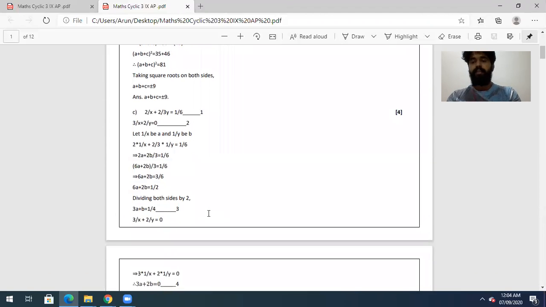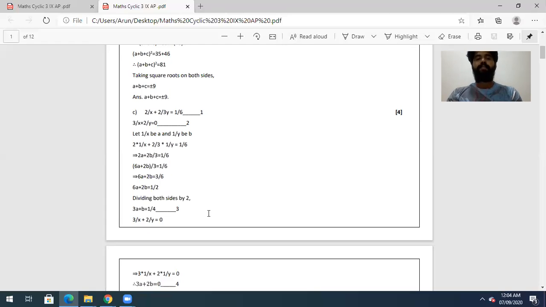Going on to the third question, we are given 2 by x plus 2 by 3y is equal to 1 by 6 and 3 by x plus 2 by y is equal to 0. So since the variable is in the denominator, we are going to use substitution to solve this. We'll let 1 by x be a and 1 by y be b. So 2 into 1 by x plus 2 by 3 into 1 by y is equal to 1 by 6. So we substitute 1 upon x as a and 1 upon y as b.